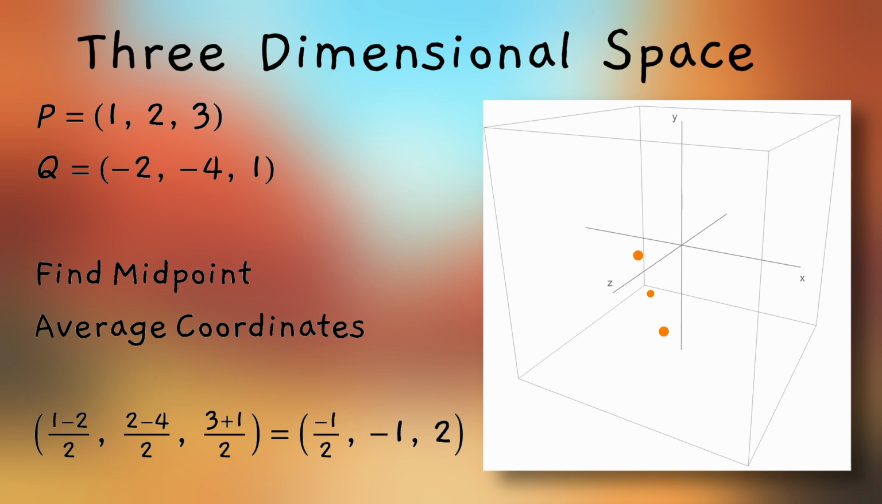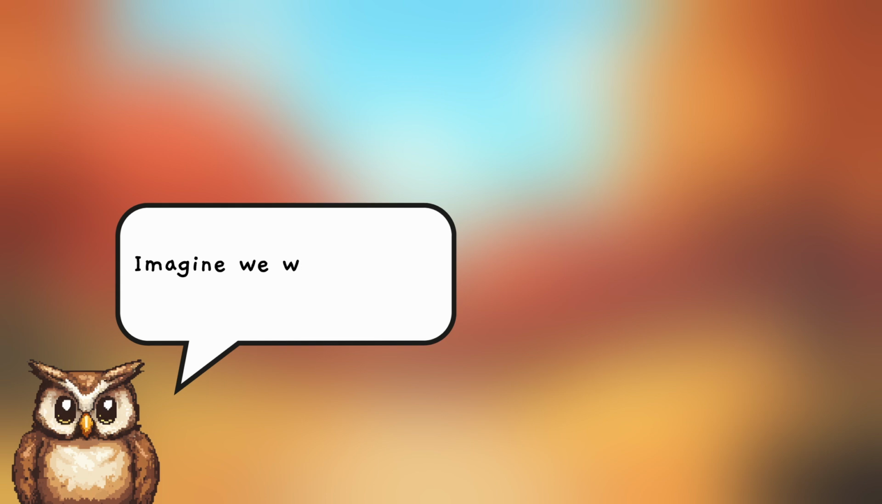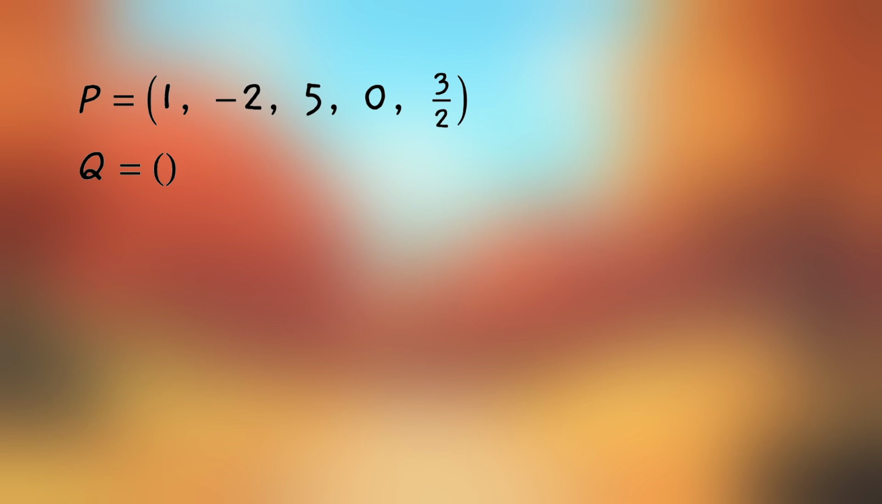And let's kick it up one more notch. We can see 3 dimensions. We live in 3-dimensional space. But imagine we were higher dimensional beings and we went up into hyperspace. In this case, we're going to go and visit 5-dimensional space. I'm not even going to try to draw it because I can't and I don't know how. Let's say the point P has coordinates 1, -2, 5, 0, and 3 halves. And our second point, Q, has coordinates 5, -2, -1, -3, and 1/3.